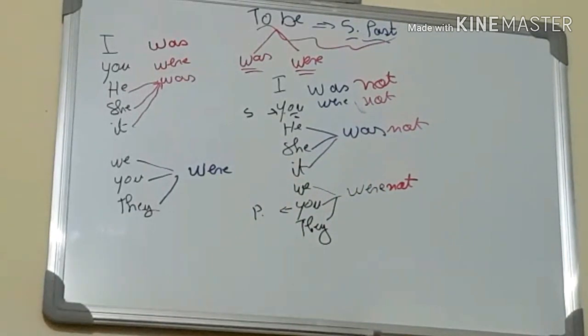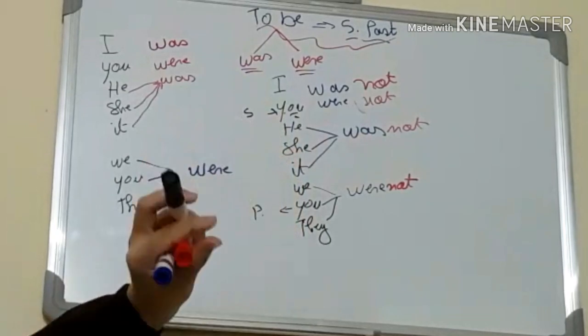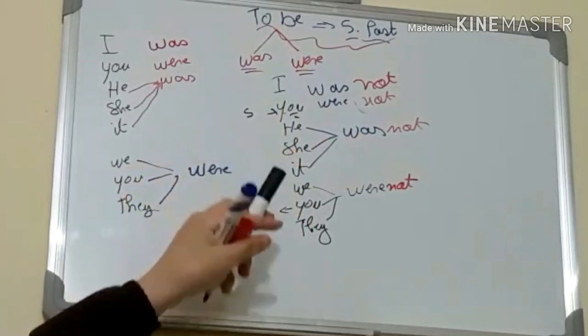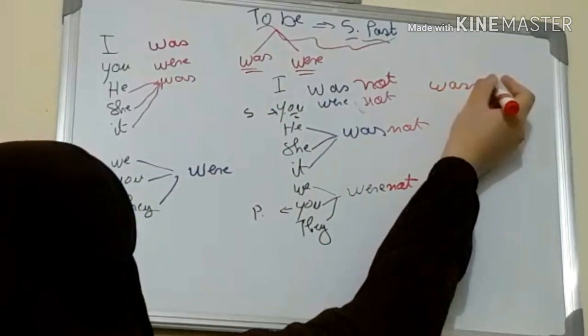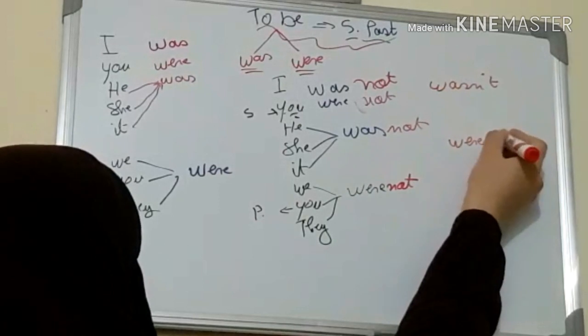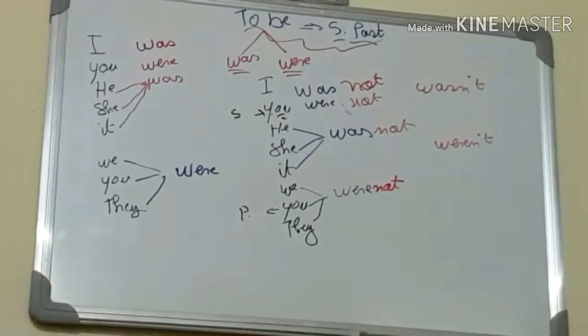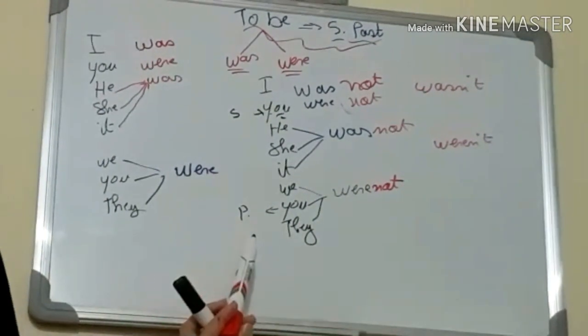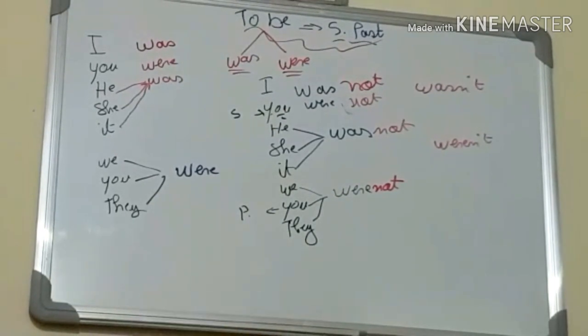Okay. And the short form of was not or were not صغير ديالهم كيتكتبوا بالصغير اللي هو wasn't and weren't. Okay. I think it is so clear and so easy. Okay, so now we will give some examples using to be in simple past.